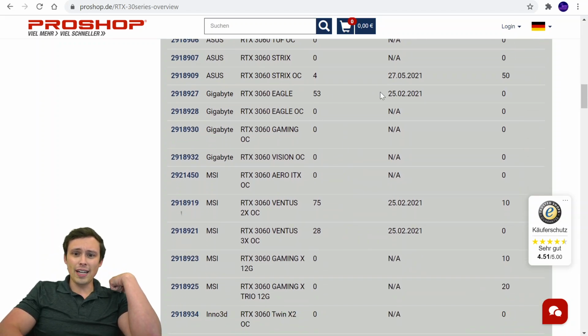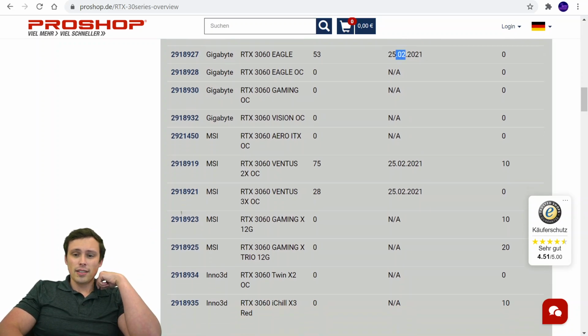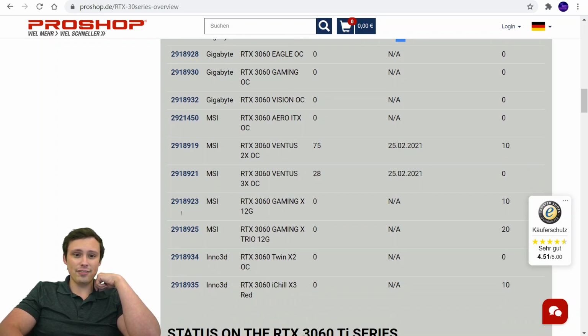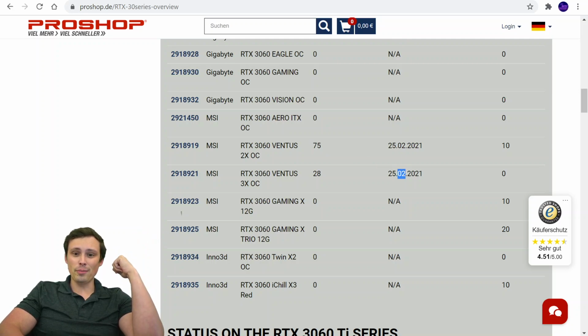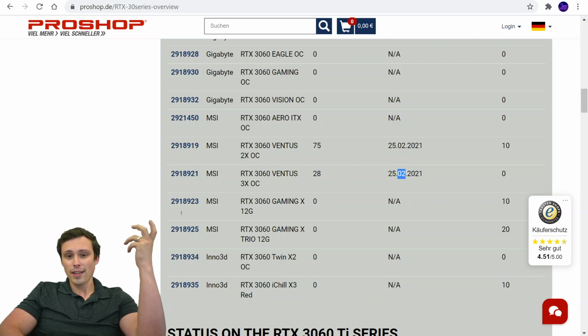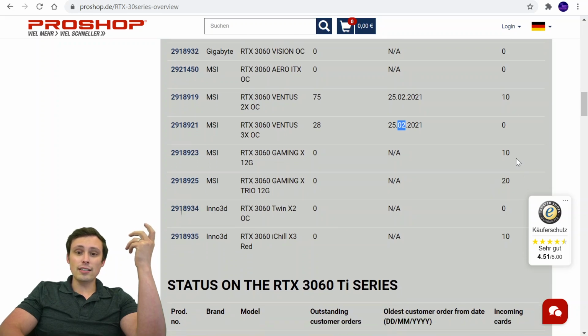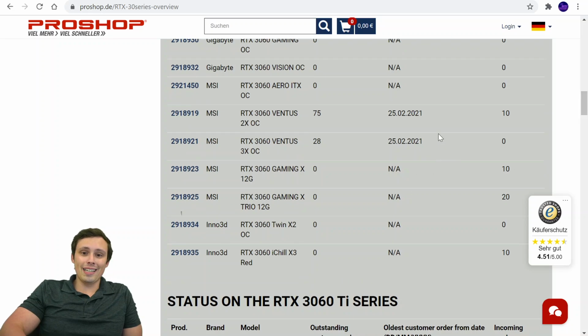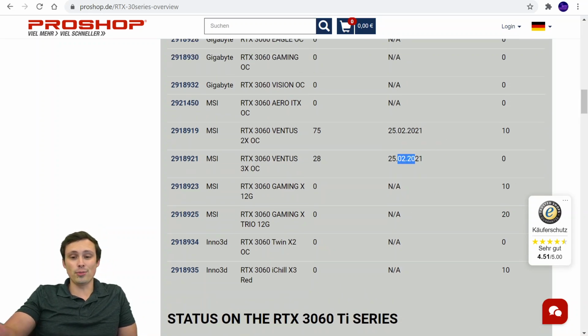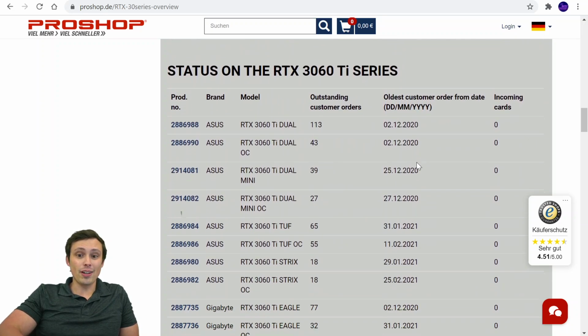Okay, so we've got orders going back on the RTX 3060 Eagle going back to February. None incoming. Okay, we actually have 10 3060 Ventus cards, the 2X OC models here, so 10 of those coming in, 75 outstanding orders, and these orders are going back to February. We've got orders going back to February for the 3X OC, and outstanding with none incoming. And then they do have some incoming stock for the Gaming X 12G model, the Trio, Gaming X Trio, and the 3060 X3 Red, and so on. Okay, so what are we getting at here? We're seeing that for some of these models, they still have orders going all the way back to February. That's rough.